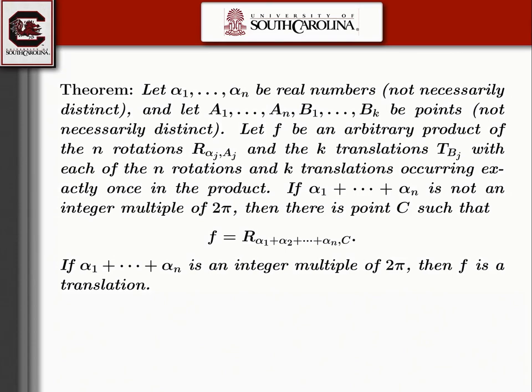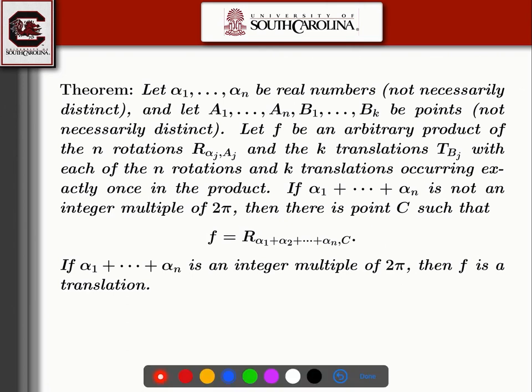Okay, I'm going to go through an example now of this general theorem we have. The general theorem, again, is that we have a number of rotations and translations all mixed up together. And if you take a product of those, then it's equivalent to a rotation about some point by the sum of the angles in the rotations that are given. And that happens provided that the sum of the angles is not an integer multiple of 2 pi.